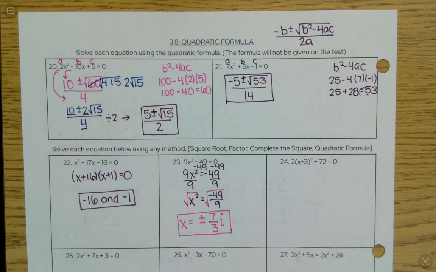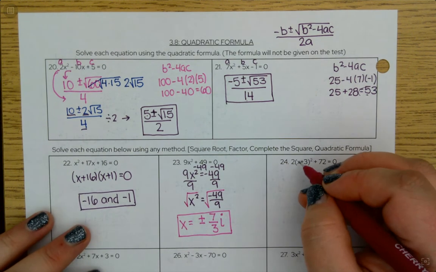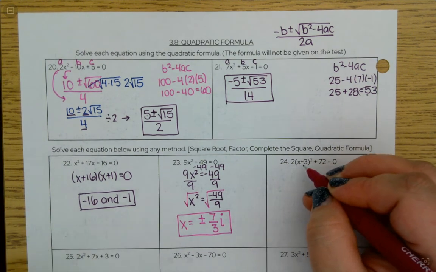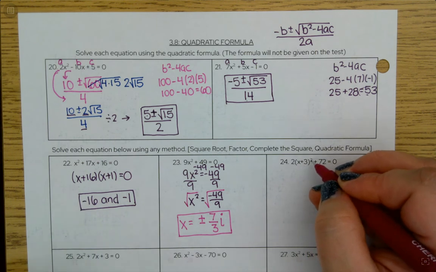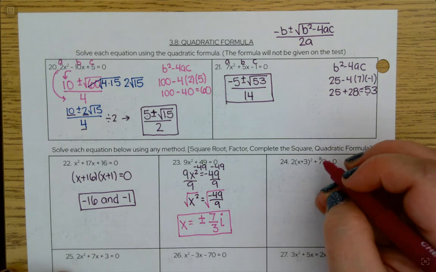Okay, if there are parentheses with a squared on the outside, you're going to want to square root those too. That's really the only way to solve these, because you can't get that 3 out of the parentheses until you get rid of the 2. And the only way to cancel out a power of 2 is to square root both sides.